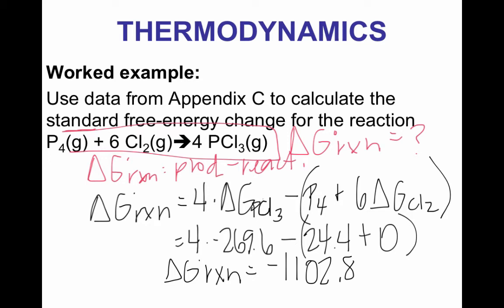Your delta G in Appendix C is given in kilojoules per mole. Okay, so that is your unit. So the standard free energy change for this reaction is negative 1,102.8 kilojoules per mole. And again, it's important to notice that the delta G of Cl2 is 0 because that's its standard state, but P4 is not commonly given as P4 gas. Most commonly, phosphorus is simply P4 solid. So because it's P4 gas, that's not its standard state.